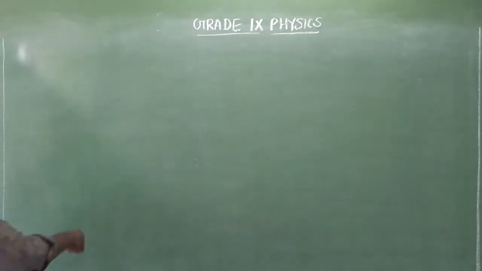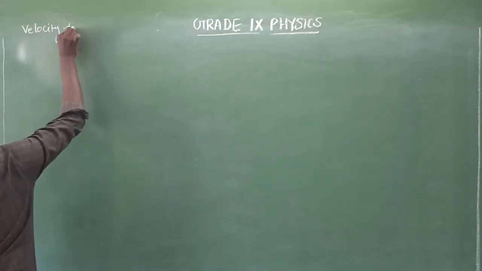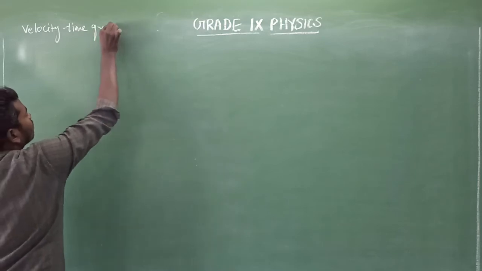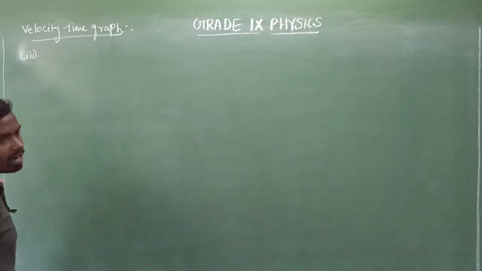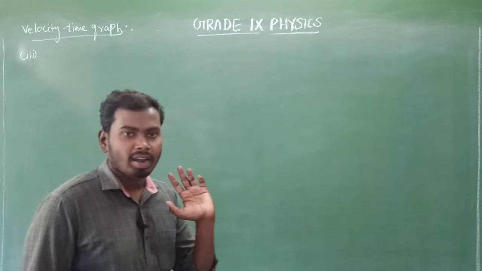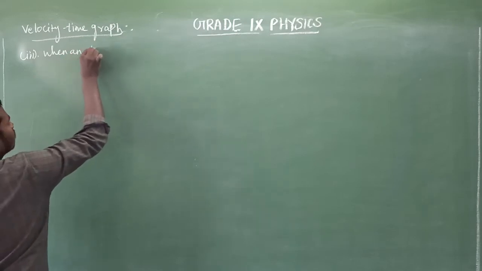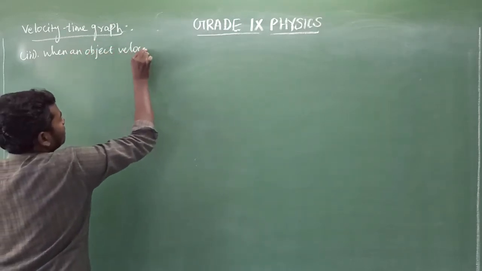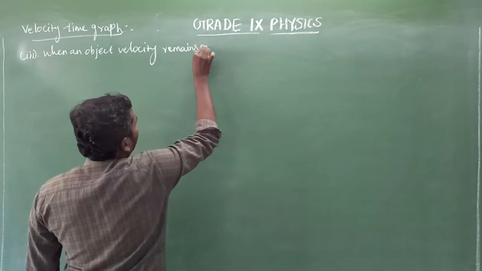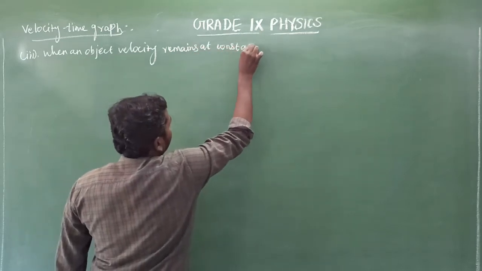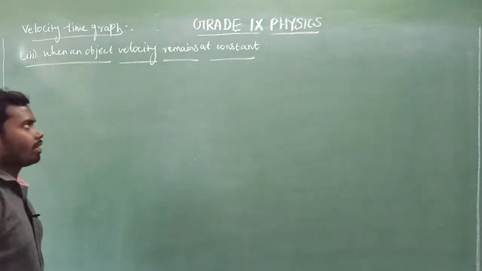So the 3rd condition of the velocity time graph, what is that? The 3rd condition of the velocity time graph: when an object's velocity remains at constant, that is the 3rd condition of this velocity time graph.